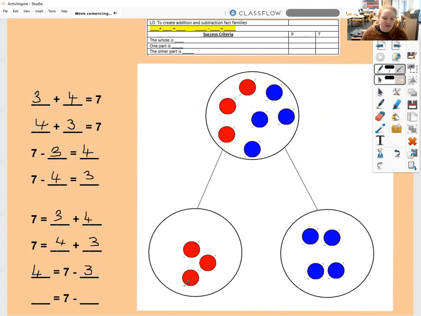And let's look at our last fact family. So our whole is 7. We've just done 7, subtract our first part, which is 3. So now we're going to do 7, subtract, we're going to swap our parts over, and this is going to become our first part. 7, subtract our first part, which is 4, equals our remaining part, which is 3. 3 equals 7, subtract 4.